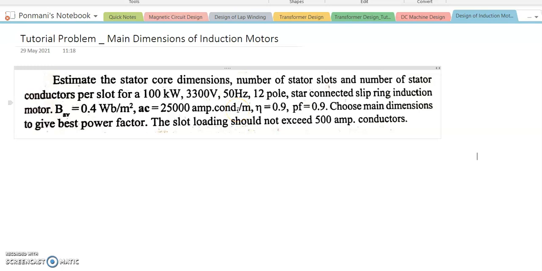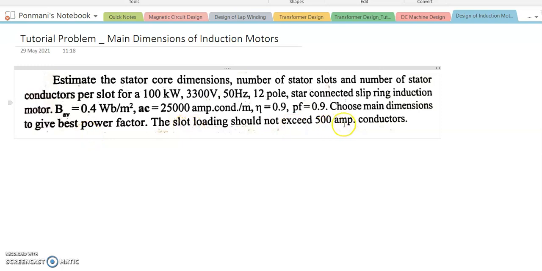Here we have to estimate the stator core dimensions, number of stator slots and number of stator conductors per slot for a 100 kilowatt, 3300 volt, 50 hertz, 12 pole star connected slip ring induction motor. Specific magnetic loading and electric loading are given. Eta, that is efficiency, and power factor are given. Choose main dimensions to give best power factor. So we have to calculate the main dimensions for giving best power factor.